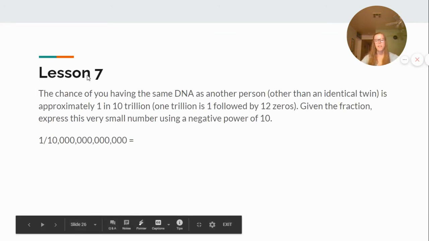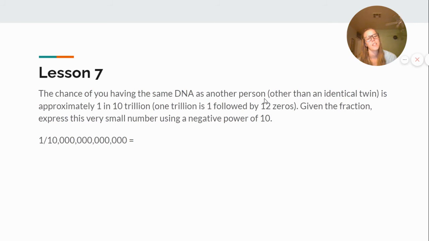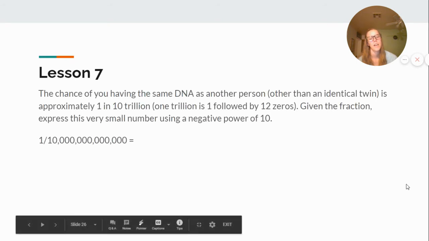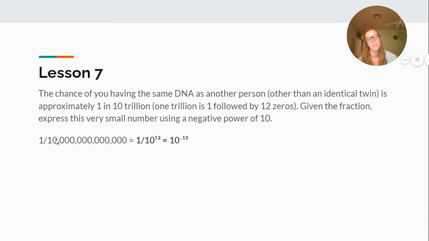Lesson 7. We're looking at writing a number using a negative power of 10. So this one says the chance of you having the same DNA as another person other than an identical twin is approximately 1 in 10 trillion, which is 1 followed by 12 zeros. Add an extra 1 because 10 trillion. Write the fraction as a very small number using a negative power of 10. So 1 over 10 trillion is going to be 1 over 10 to the 13th. And then we just reviewed 10 to the negative 13th.